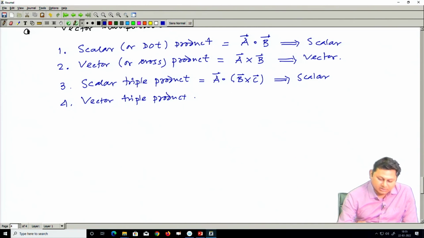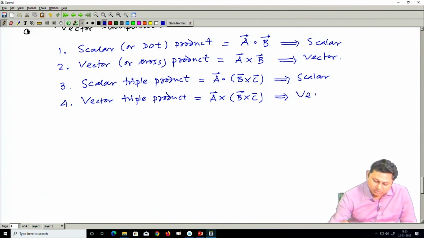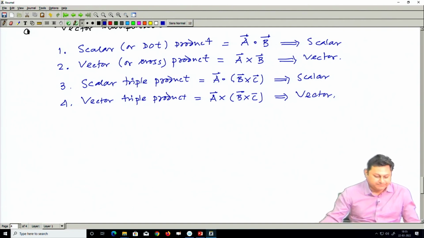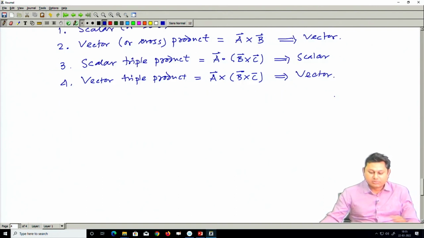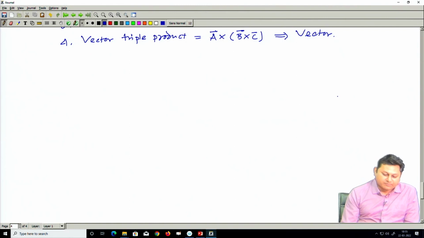These are the basic vector operations or vector multiplications. You can think of more complicated ones, but if you know these four basic vector multiplication procedures, you can do whatever you want. The vector triple product should be a vector quantity. We will see that in this particular course, in different cases these four kinds of vector products will appear, and then we need to execute these operations in different forms.